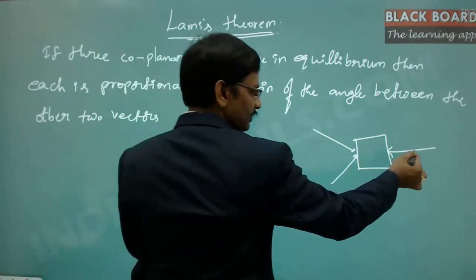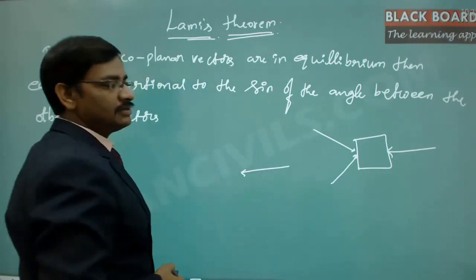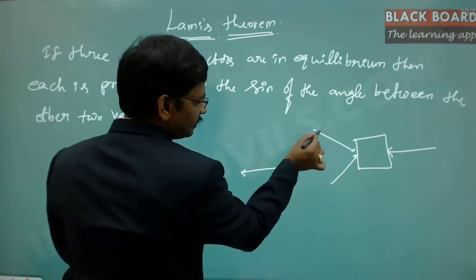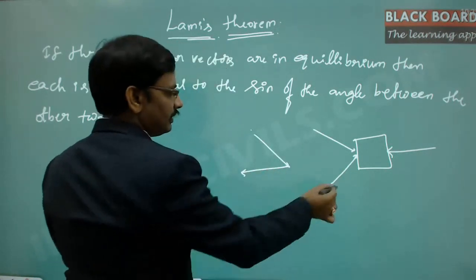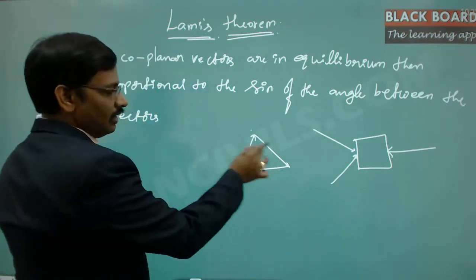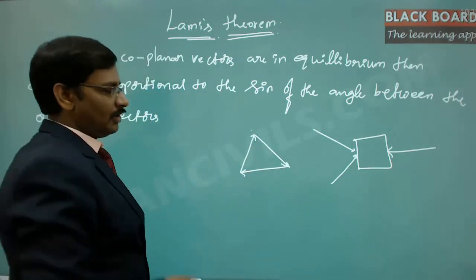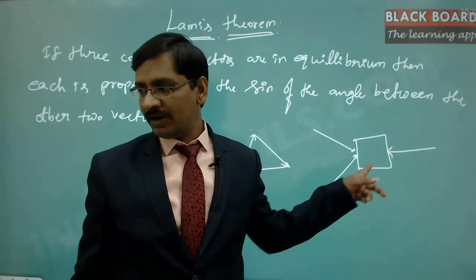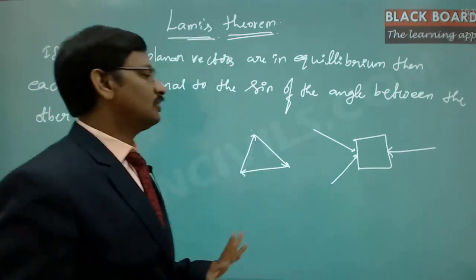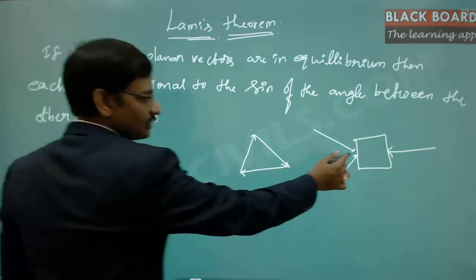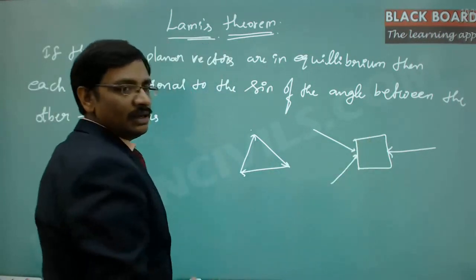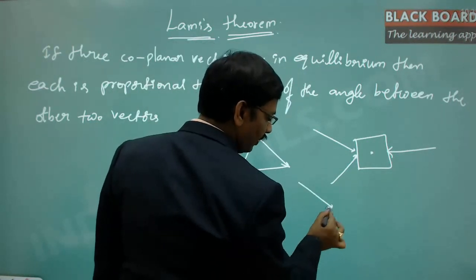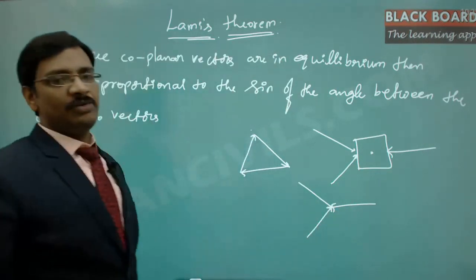Suppose I draw this vector, the horizontal vector, and then this vector here, and then this vector. All three vectors together form a triangle. If it forms a triangle, we know that the body is under equilibrium for this particular set of forces. The same thing I can represent at the concentrated point here: this is one vector, this is one vector, and this is one vector. This is a free body diagram.